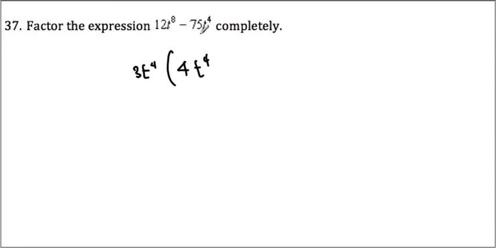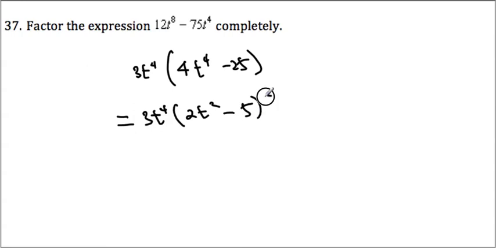And then from the right side, you will realize that that's equal to 25 here. Then 3t to the 4th power, and here 2t squared minus 5, which is the difference of squares, 2t squared plus 5. And then there isn't anything else which we can do, so that's it.